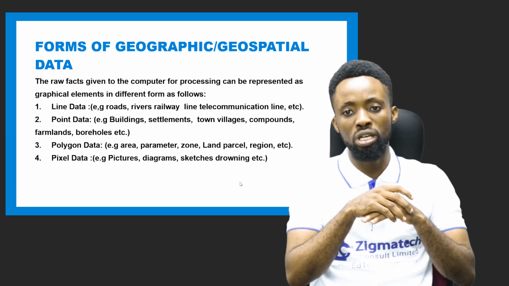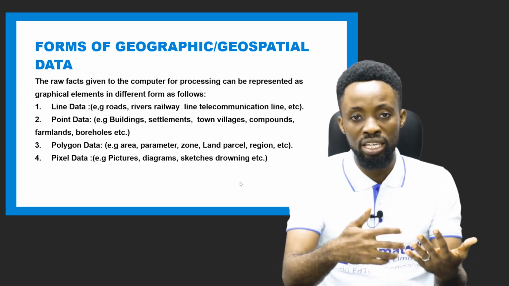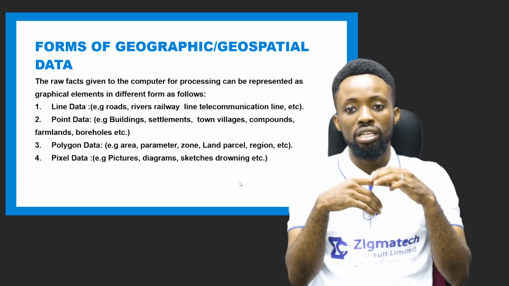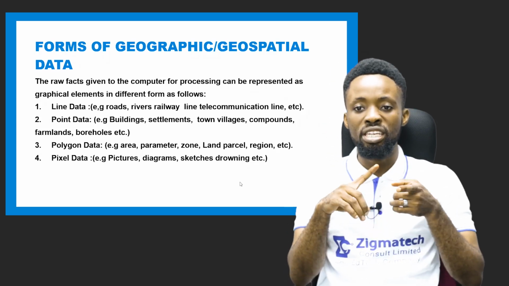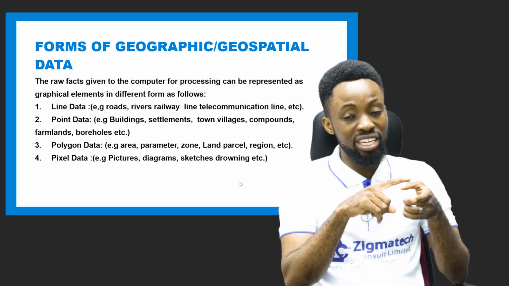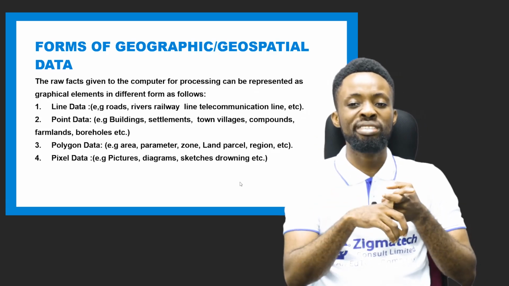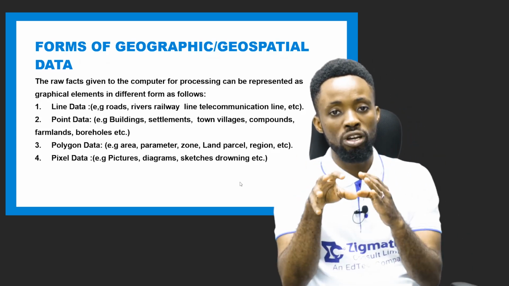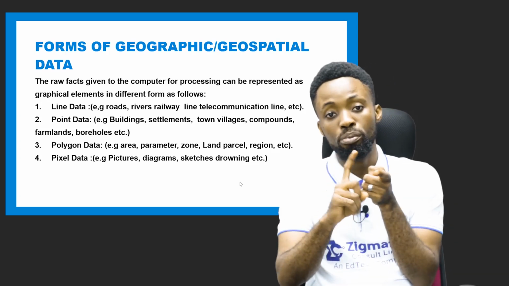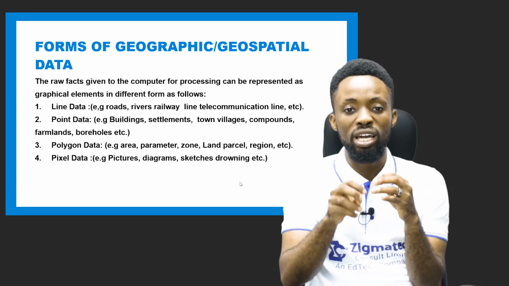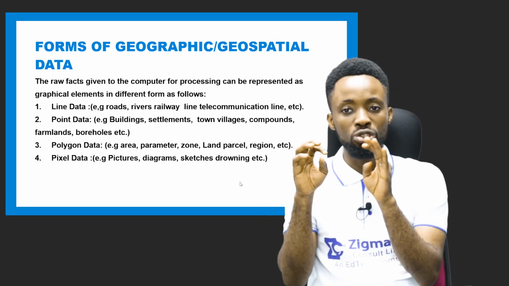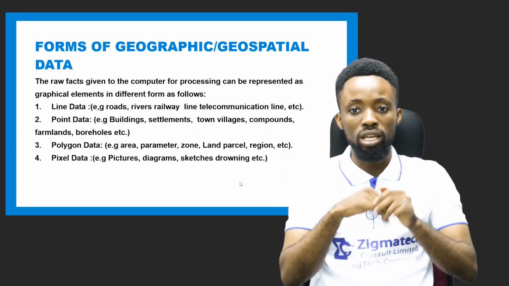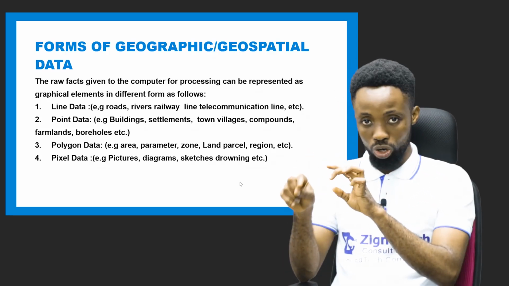Now, when we talk about the forms, we are talking about the ways in which they can be presented to users like us. Now, geospatial data can be presented in a line form, it can be presented in a point form, it can also be presented in a polygon form, and it can as well be presented in a pixel form. So what I'm trying to say is that for the forms of geographic data, we have the line data, we have the point data, we have the polygon data, and we have the pixel data. So geospatial data and geographic data can appear in these forms. Now let's look at the forms one after the other.